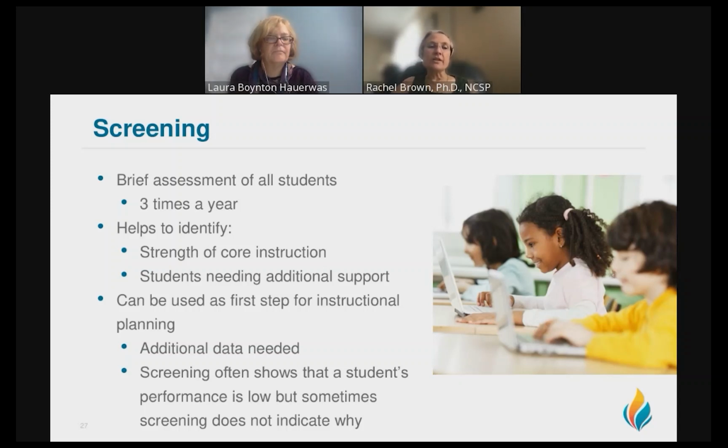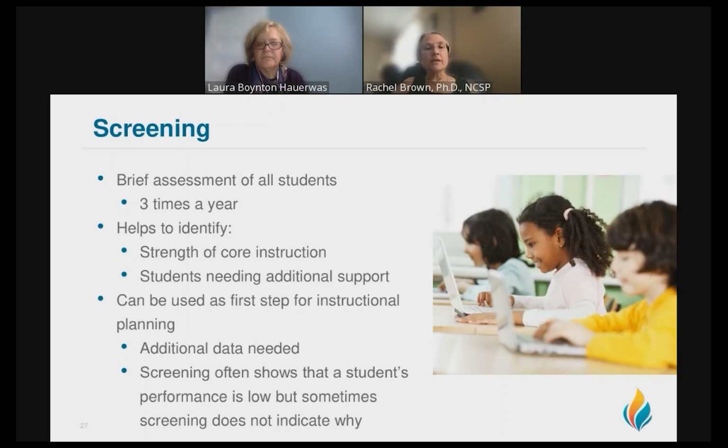That information can give us an idea of whether or not our Tier 1 core instruction is at the strength or level it needs to be to meet the needs of most students. Screening data can also provide information about which students are struggling the most and might need additional support. And so it will highlight those students whose scores are substantially below the expectation so that we can look for ways to support these students in addition to any changes we might make in our core instruction.